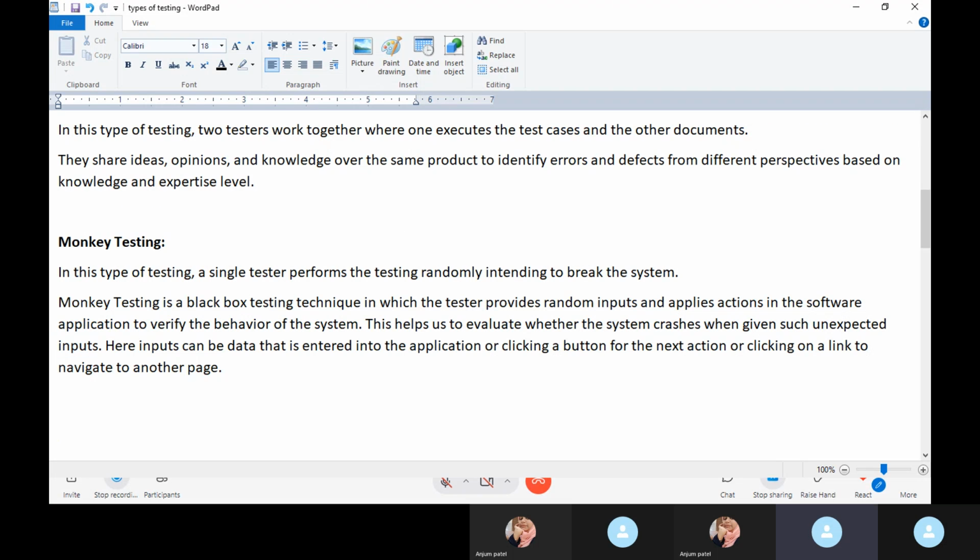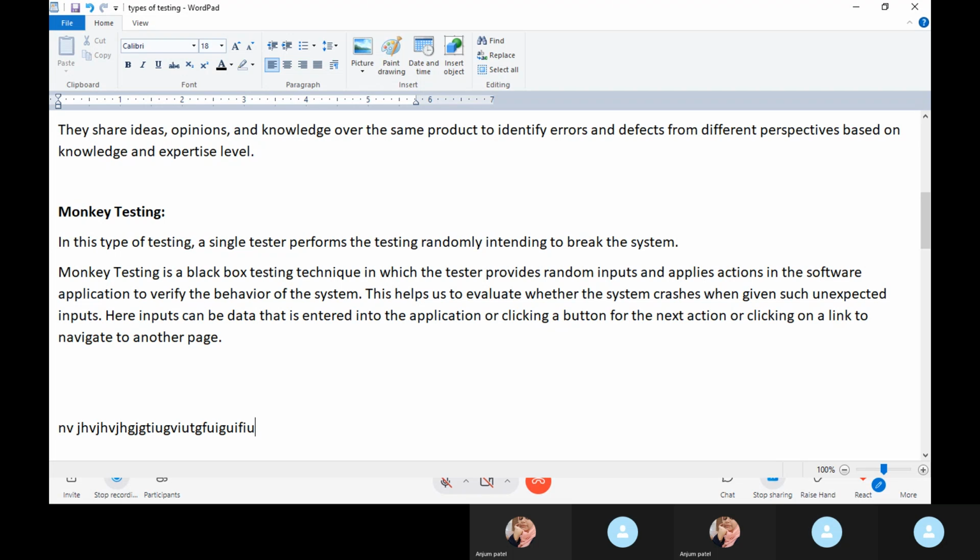Like here, if I write this, it is a random input, right? But I am doing it intentionally, just to check whether the application is getting crashed or hanged due to this behavior. Any public user can do this activity if it is available in public. So we also have to ensure our systems can handle this kind of situation. That comes under monkey testing.